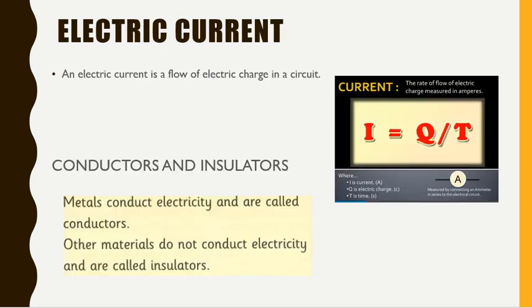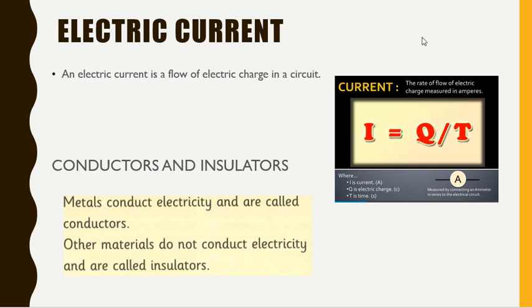So now we have learned what an atom is. We can also explain what electric current is. An electric current is a flow of electric charge in a circuit. We have also explained the formula of electric current: I is equal to Q over T.